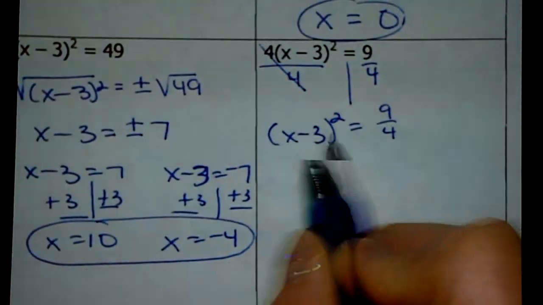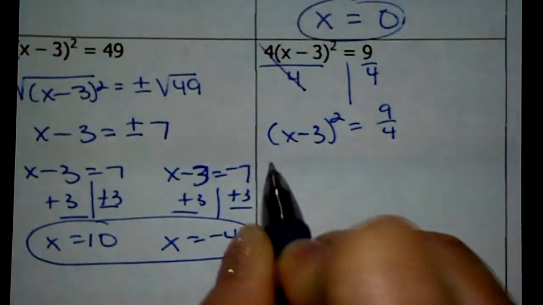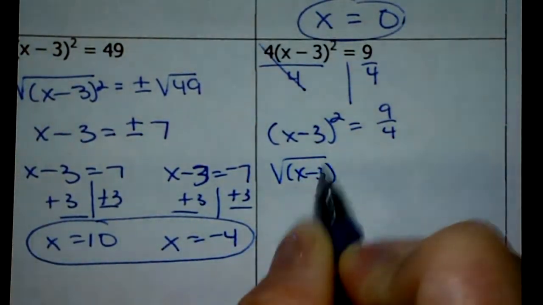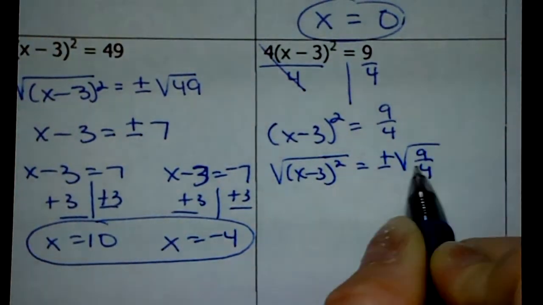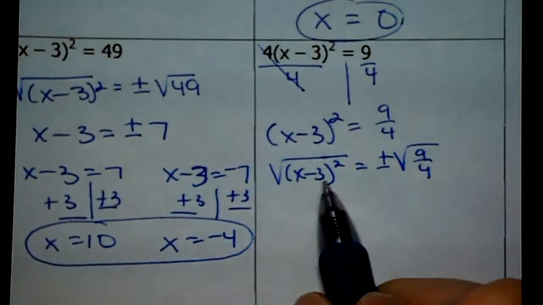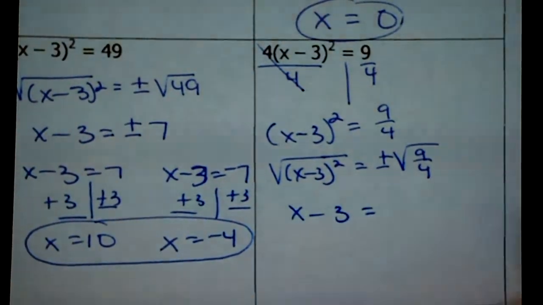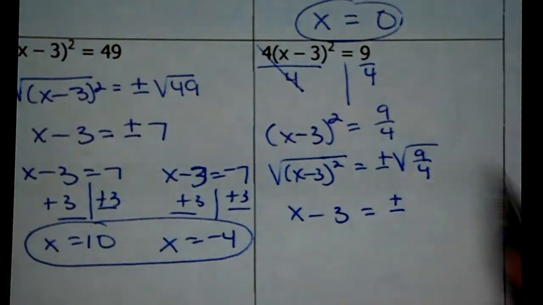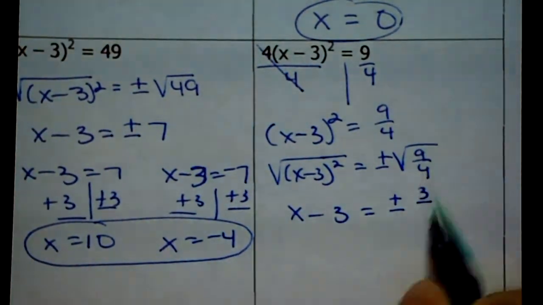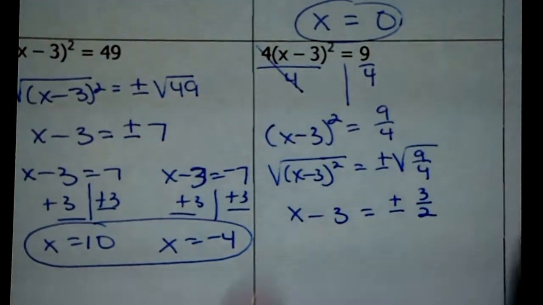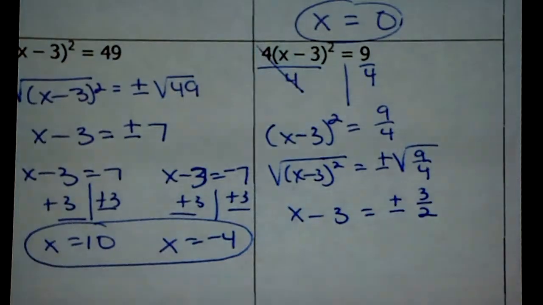Alright, so now I've got the x squared equals d form. To get rid of the squared, I need to take the square root of both sides. And I want the positive and negative version of this. So the square root of the quantity of x minus 3 squared is, yes, x minus 3. And this is going to be a positive or negative. Remember, when you see this, it means the square root of the top and the square root of the bottom. So the equation I'm working with here is x minus 3 equals a positive or negative 3/2.